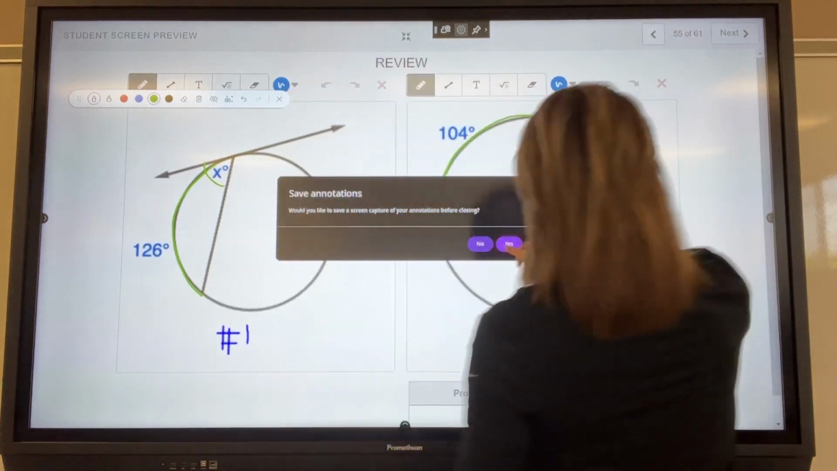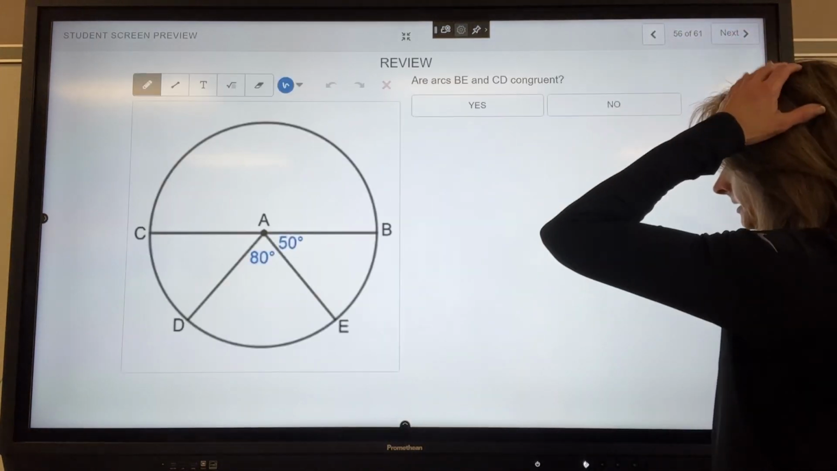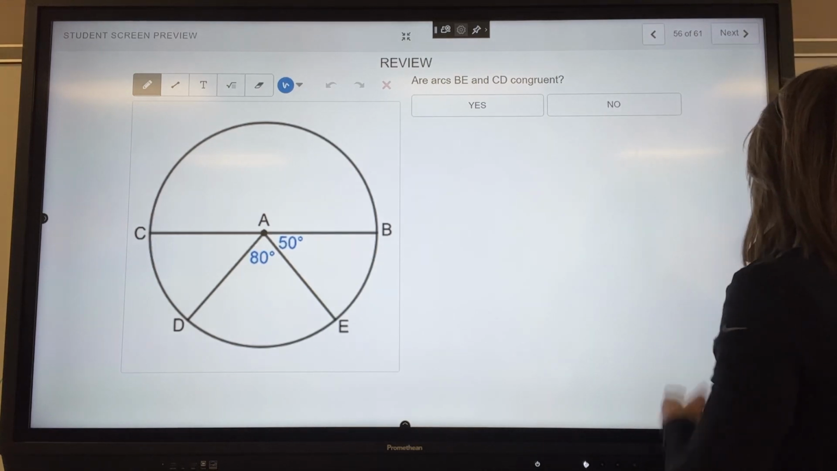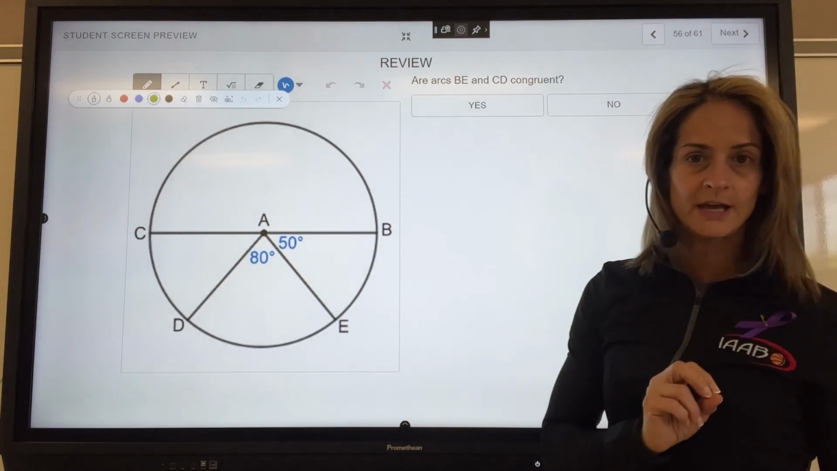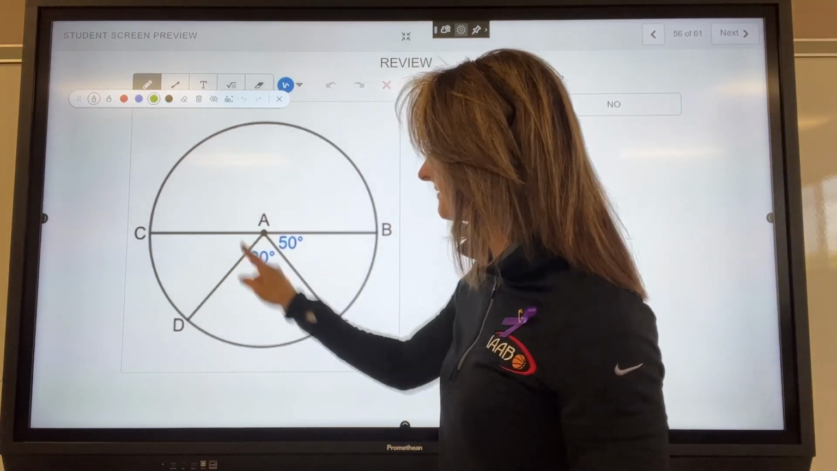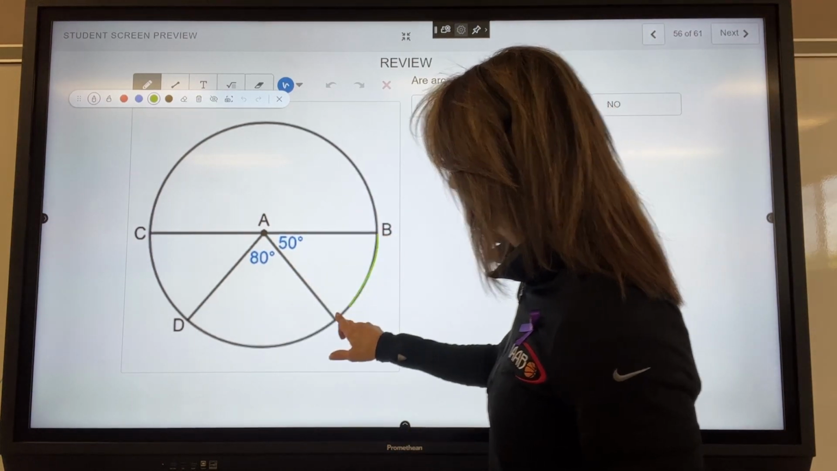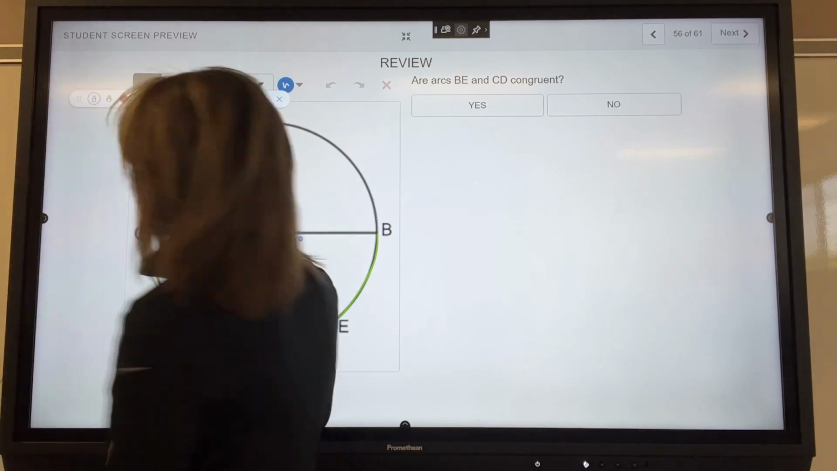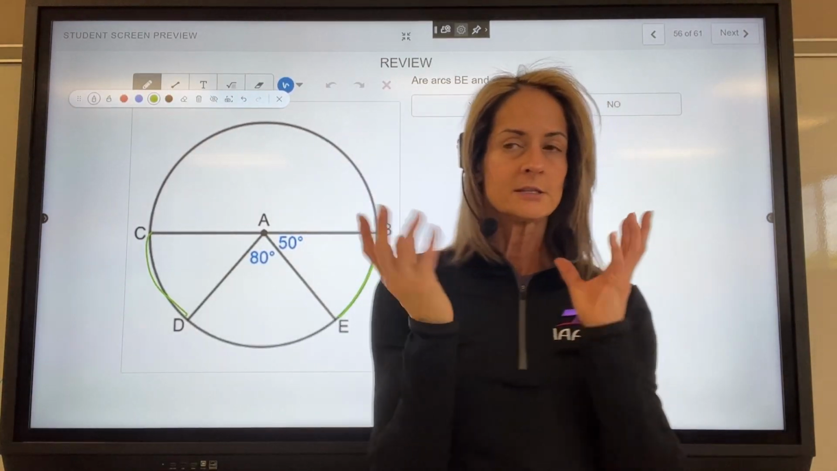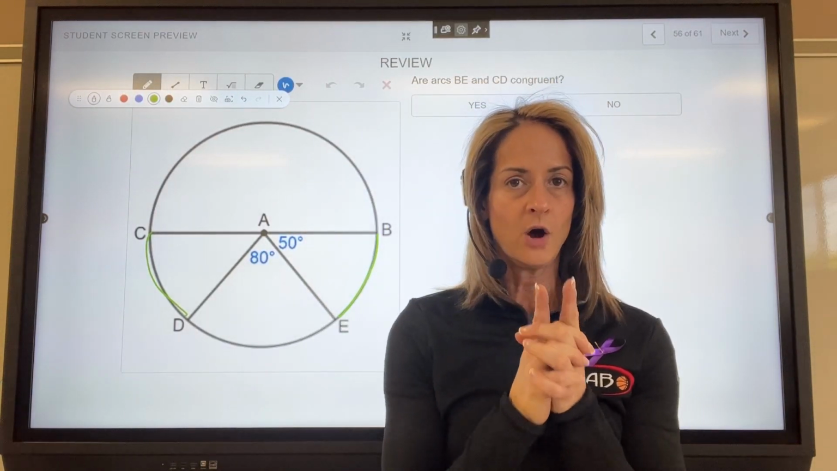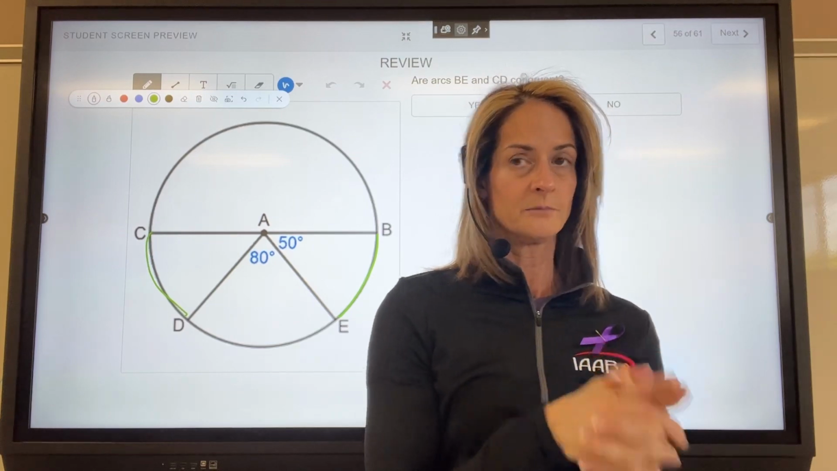Okay, we're doing well. Next problem. These are all central angles because the vertex of each of these angles is at the center of the circle. So it's asking, are these 2 arcs, BE and CD, congruent? Now they look congruent, but just because things look congruent in a diagram doesn't mean they are. We've got to check the numbers and see if they are.